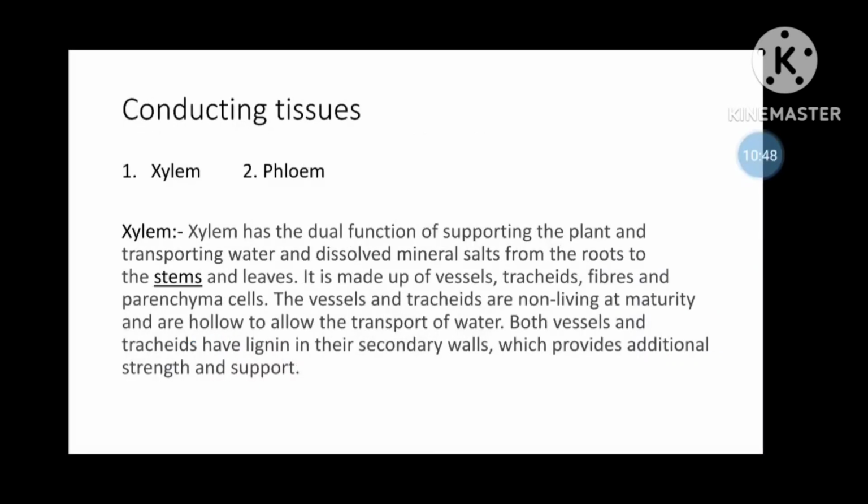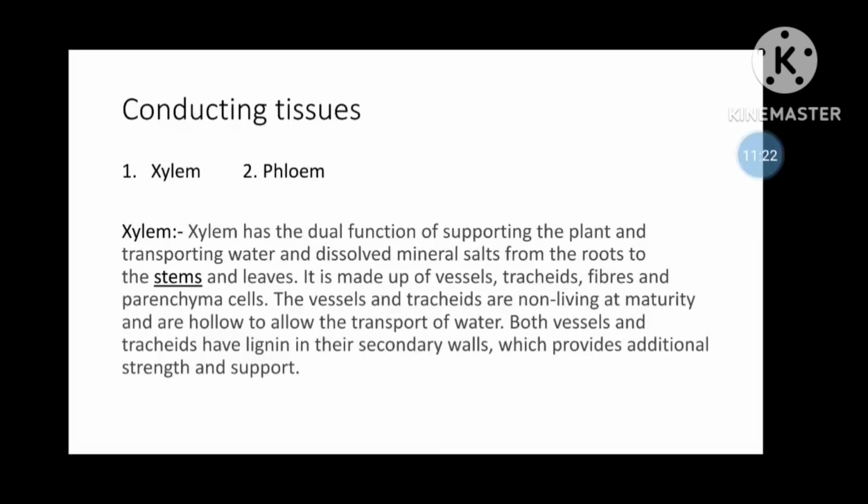Now come to the very important tissue of the plant. That tissue is called conducting tissue. These conducting tissues are mainly involved in the transportation of water, minerals and food throughout the plant. Now, this conducting tissue is of two types. One is called xylem and the second is called phloem.